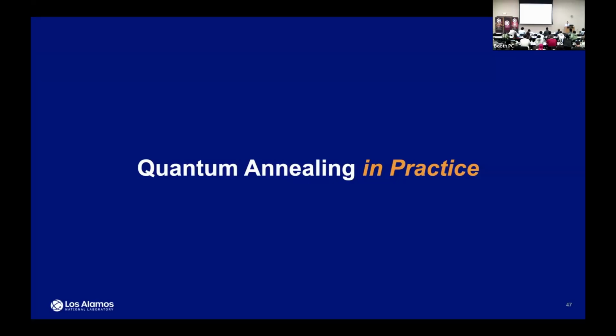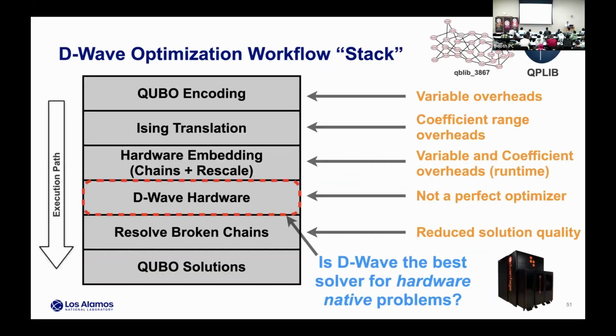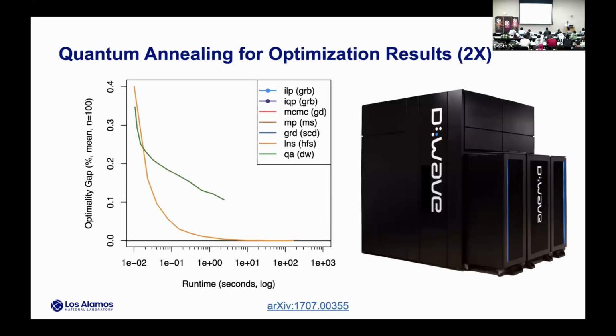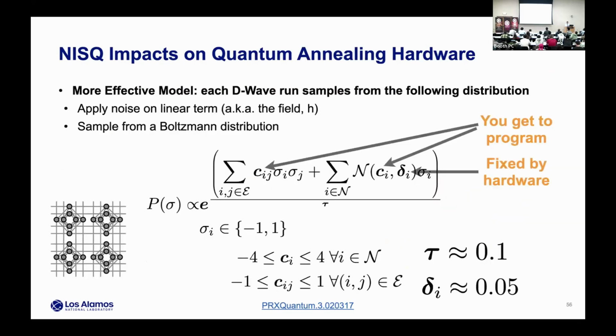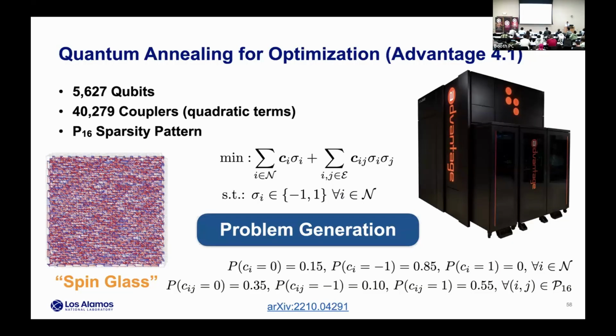So that brings us to quantum annealing in practice. I'm going to give you the really fast version of these results. Let's just focus on this benchmark. This is the paper I mentioned before with our optimization benchmarking result. We take the D-Wave hardware. It has a particular hardware graph.